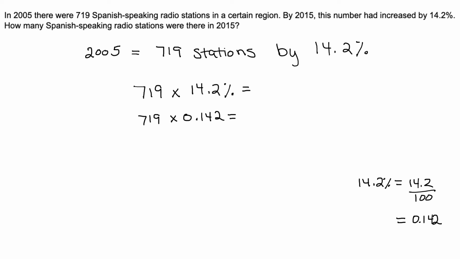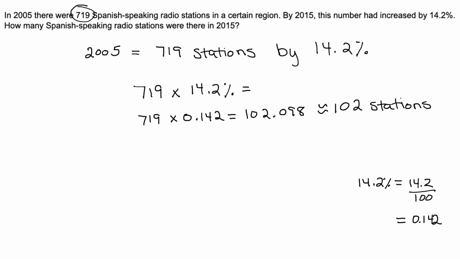When you do that multiplication, you should get 102.098. Now this represents the number of stations that it increased by. Since we can't have a fraction of a radio station, we're going to round to the nearest integer or whole number. So we're going to approximate this as 102 stations. Now this is the number that it increased by. So in 2005, there were 719 stations, and then it increased by 102 stations in 2015.